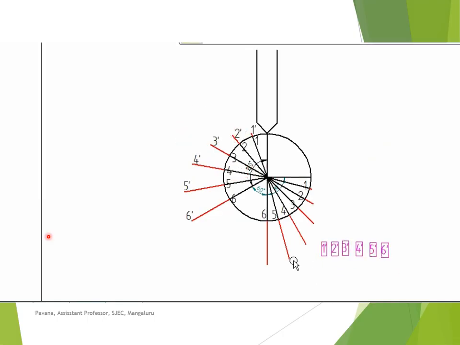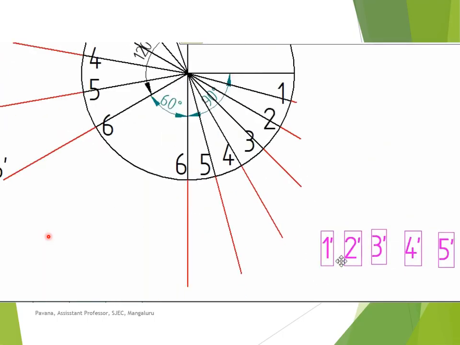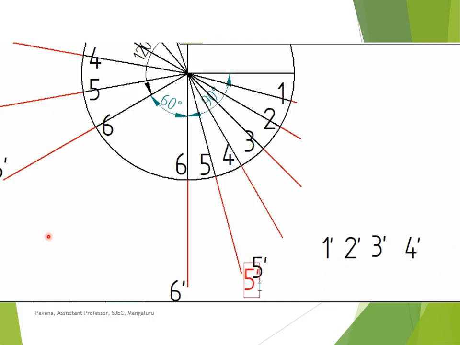Now next, in this again it is 6 to 6 dash, 5 dash, 4 dash, 3 dash, 2 dash, and last 1 dash. Okay, so this completes marking the points.